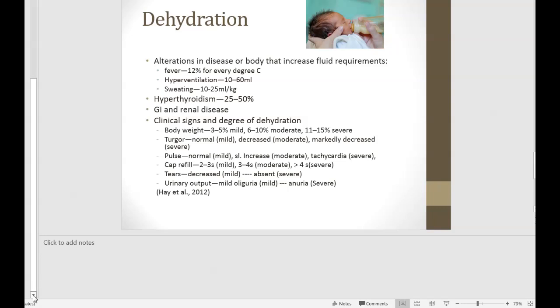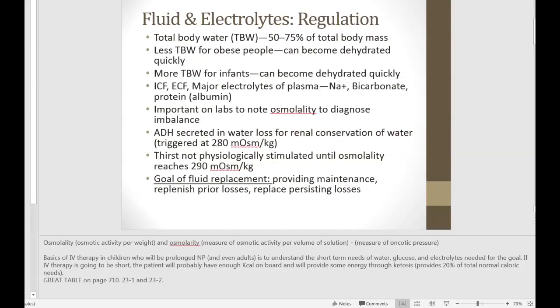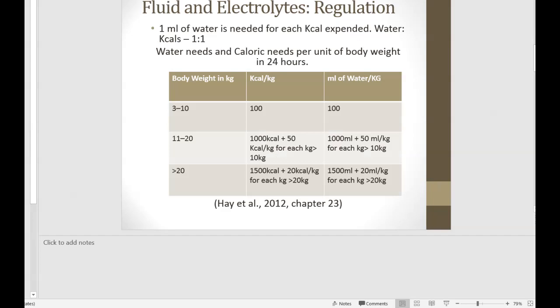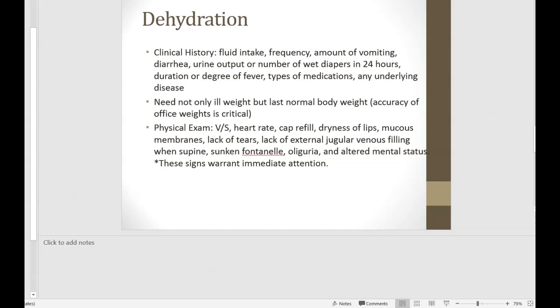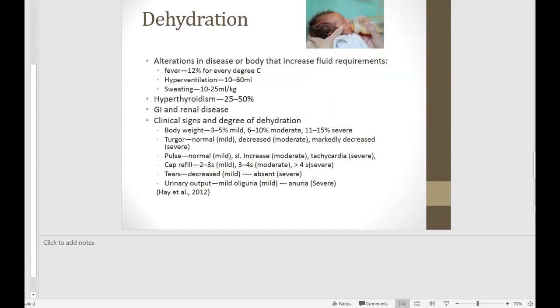Alterations in disease or body that increase your fluid requirements. So the general requirements are 1 mL per 1, I can't remember what the units were. Anyway, something that would increase this is a fever, 12% for every degree Celsius. So you need 12% more water for every degree Celsius above normal.